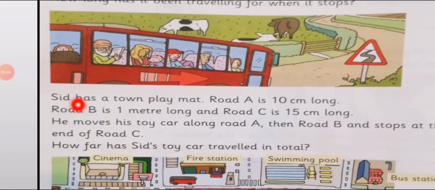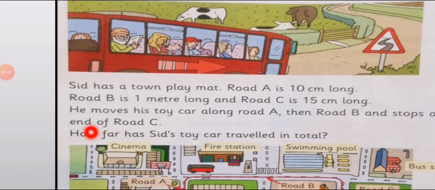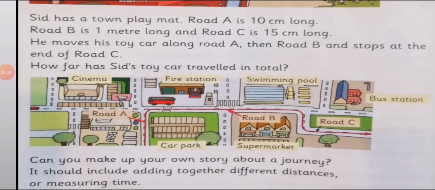Next question. Sid has a town plan map. Road A is 10 centimeters long, road B is 1 meter long, and road C is 15 centimeters long. He moves his toy car along road A, then road B, and stops at the end of road C. How far has Sid's toy car traveled in total? So you can see the town play mat here. You can see these are roads. Here is the cinema, fire station, swimming pool, bus station. This is road A. This is car park. This is road B. And this is road C. And this is the supermarket.